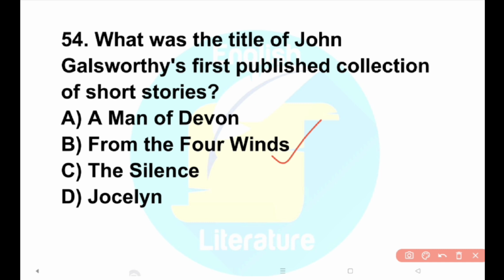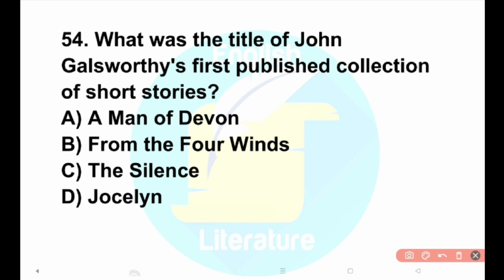Jocelyn, 1897, was his first novel, not a short story. A Man of Devon, published in 1901 under his real name, is a later collection, not his first. So option B is the correct answer.